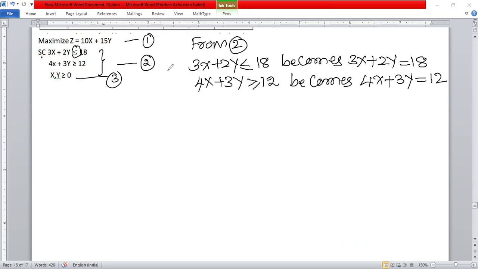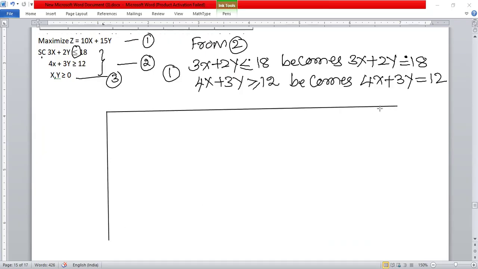So this is method number 1 in LPP: treat inequality as equality. So 3x plus 2y less than or equal to 18 becomes 3x plus 2y is equal to 18. Similarly, 4x plus 3y greater than or equal to 12, this inequality, becomes the equality 4x plus 3y is equal to 12. Next, we are going to prepare a small table.